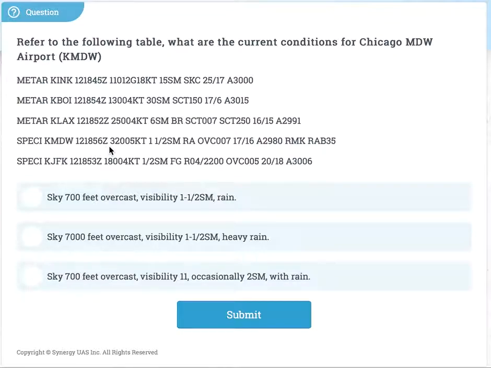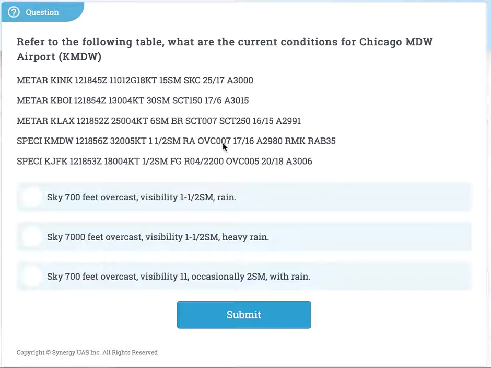Little trivia, they generally issue all these METARs at about 45 to 55 minutes after the hour, each hour. As we saw in the earlier slides, they're updated each hour. Winds are 320 at 5 knots. Visibility section next, 1 1/2 statute miles. And here, this is the symbol RA for rain.